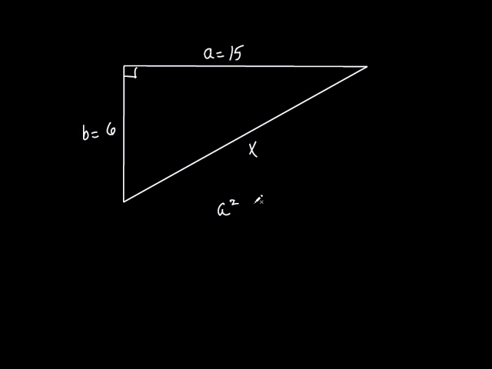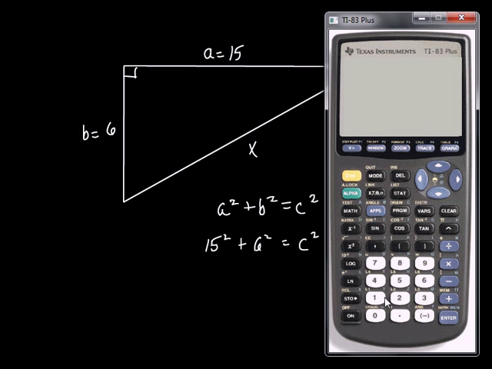But let's write it down. So A squared plus B squared equals C squared. And let's just plug the numbers in. It doesn't matter if the A goes first or the B goes first. It doesn't make any difference at all. But we'll do it in order. We'll go 15 squared plus 6 squared, and that equals C squared. So we work on that. Let's put that in our calculator. It's 15 squared, and then we'll go plus 6 squared.